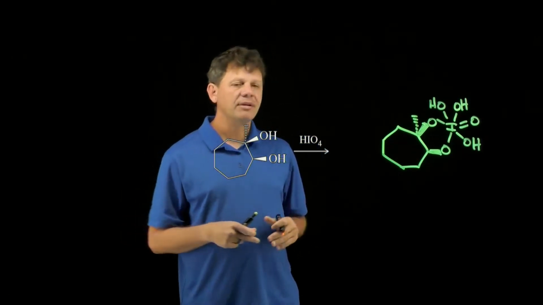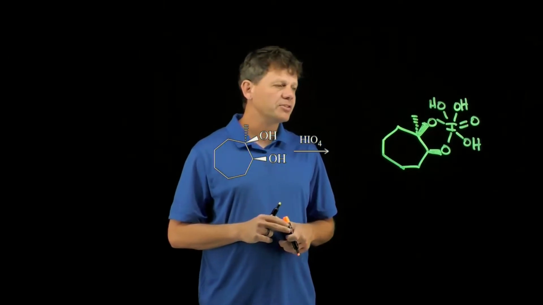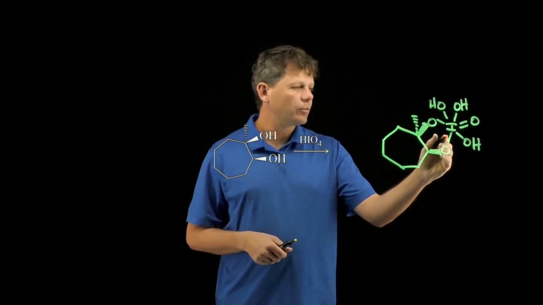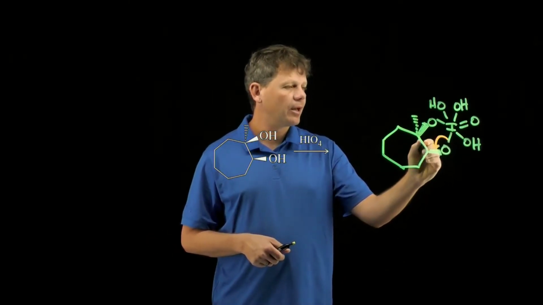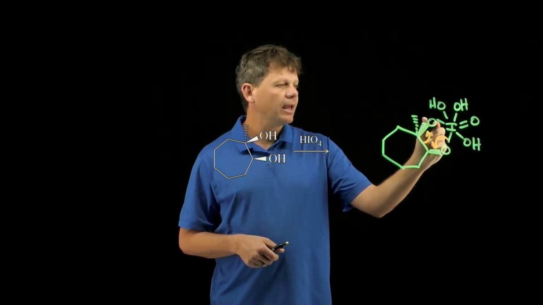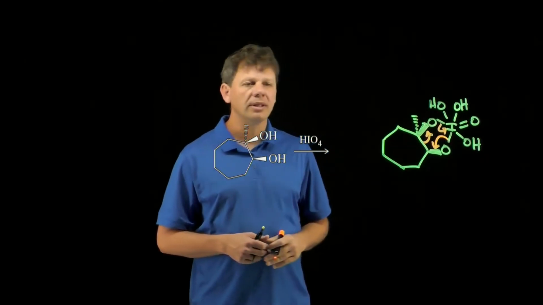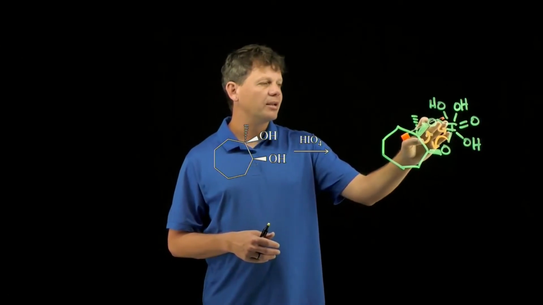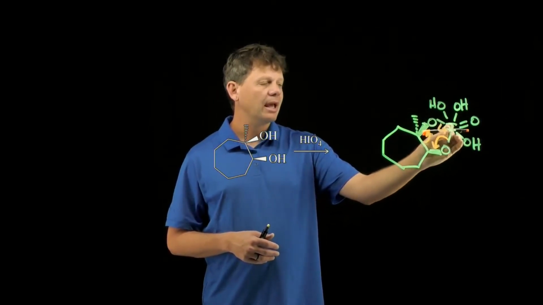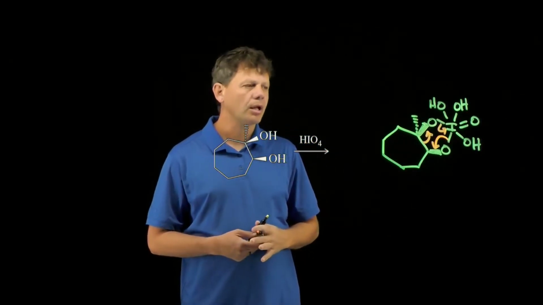Once here, we're going to have a 6-electron cyclic transition state that looks like this, where these electrons are going to come down, these are going to go here, and these go on to the iodine. This iodine is pulling this electron density and is what's getting reduced in the process.